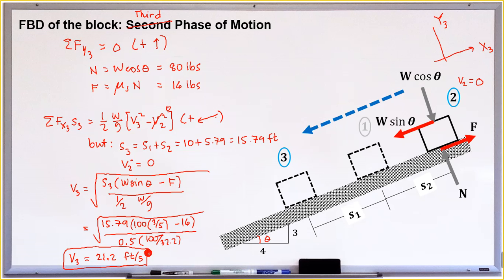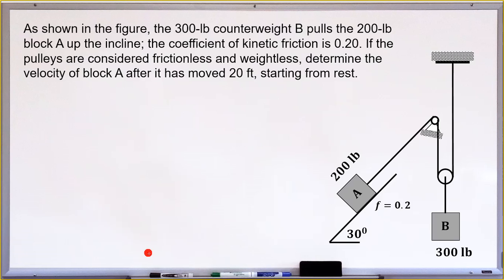Okay, proceed ta sa last nga problem for this meeting. So as shown in the figure, the 300 pounds counterweight B, so kaning block B, pulls the 200 pounds block A. So ang block A ni naaning nirest ano siyang inclined plane at an angle of 30 degrees. So the coefficient of kinetic friction sa kaning inclined plane is 0.2.